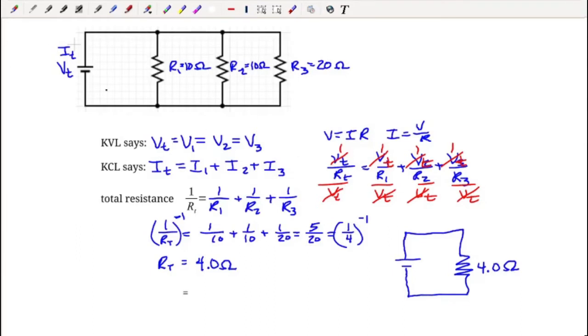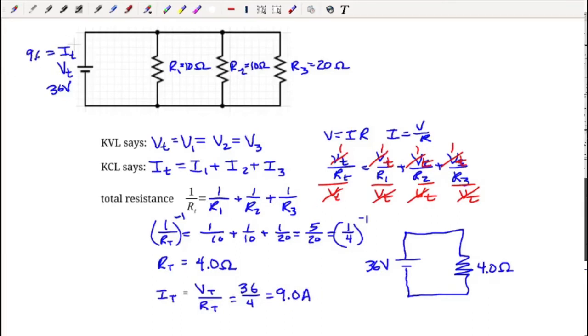So to add in a few more numbers, let's say that we happen to hook up a 36 volt battery. So again, in my equivalent circuit, I've still got a 36 volt battery, 4 ohm resistor. So to find my total current, I'm still looking at total voltage over total resistance. So 36 over 4 would be 9 amps. So these 9 amps start out here, but they're going to split as they go through each resistor.